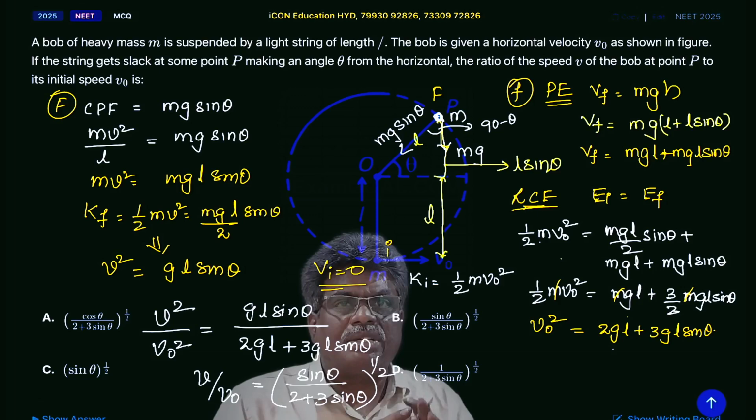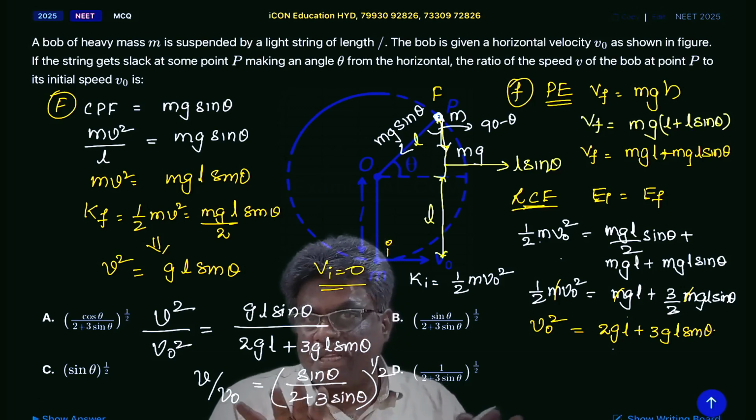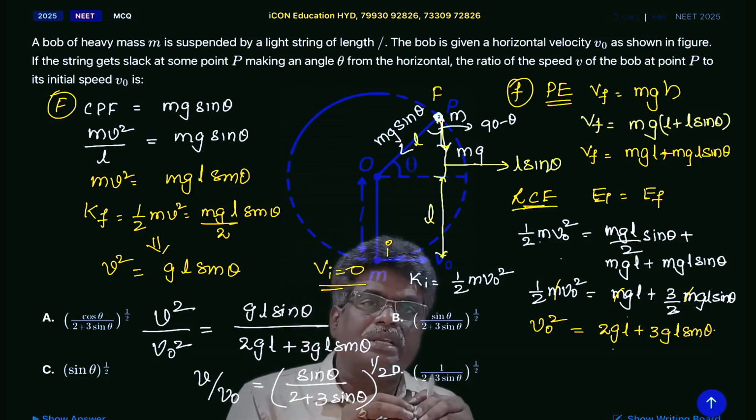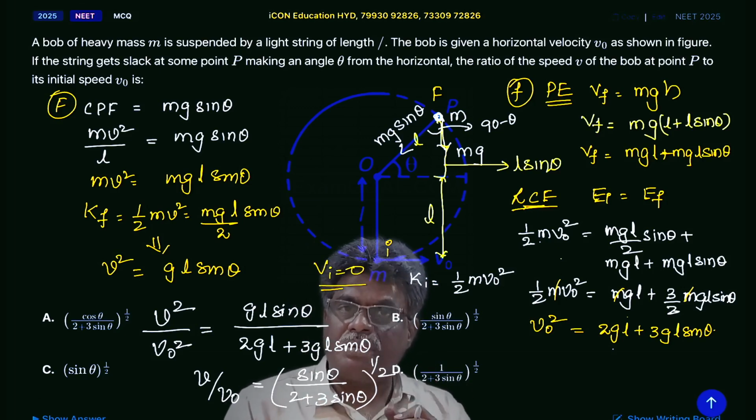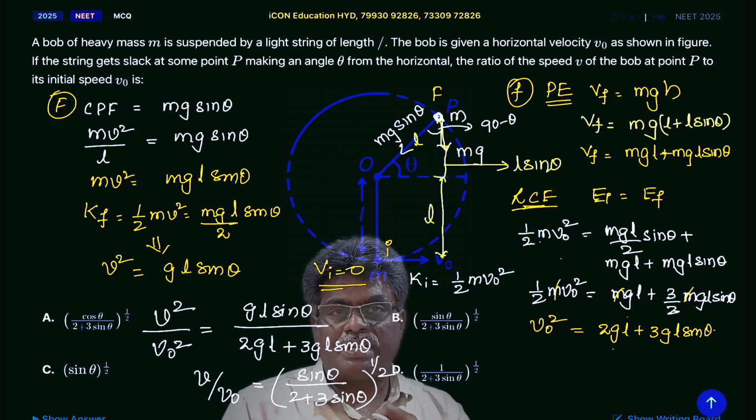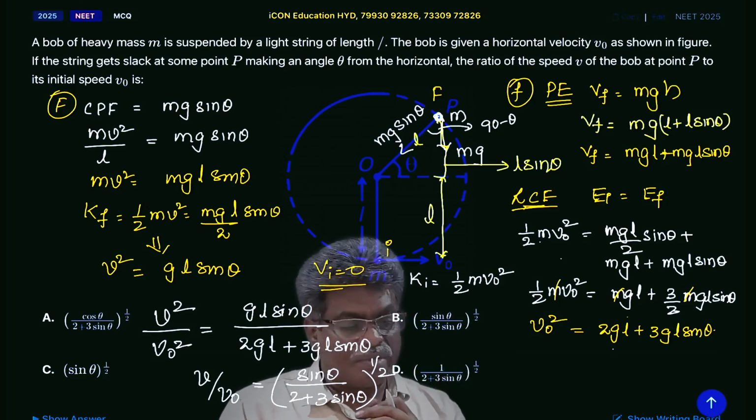This is just the application of the law of conservation of energy, nothing else. Just find the initial kinetic energy and initial potential energy, which is 0 in this case, and find the final kinetic energy and final potential energy. Just apply the law of conservation of energy.